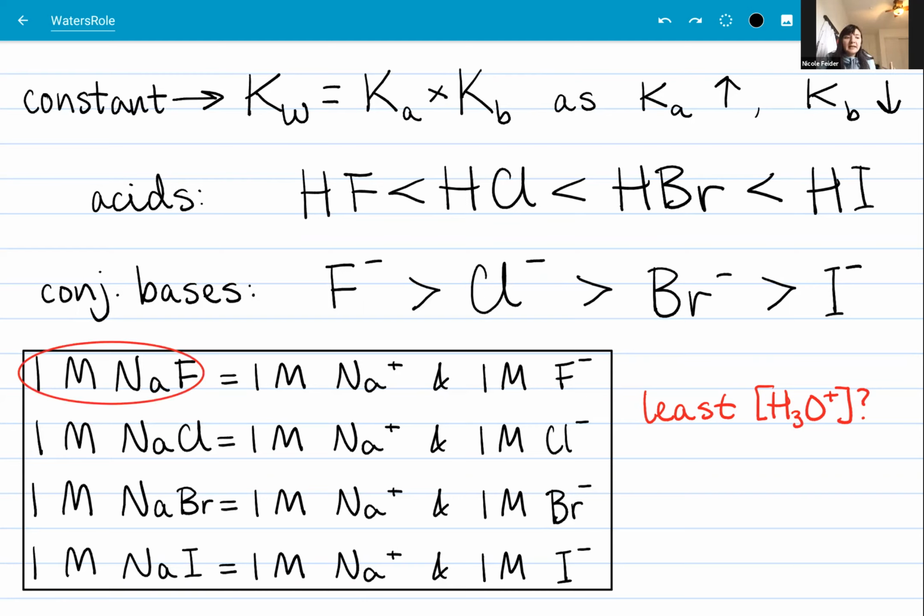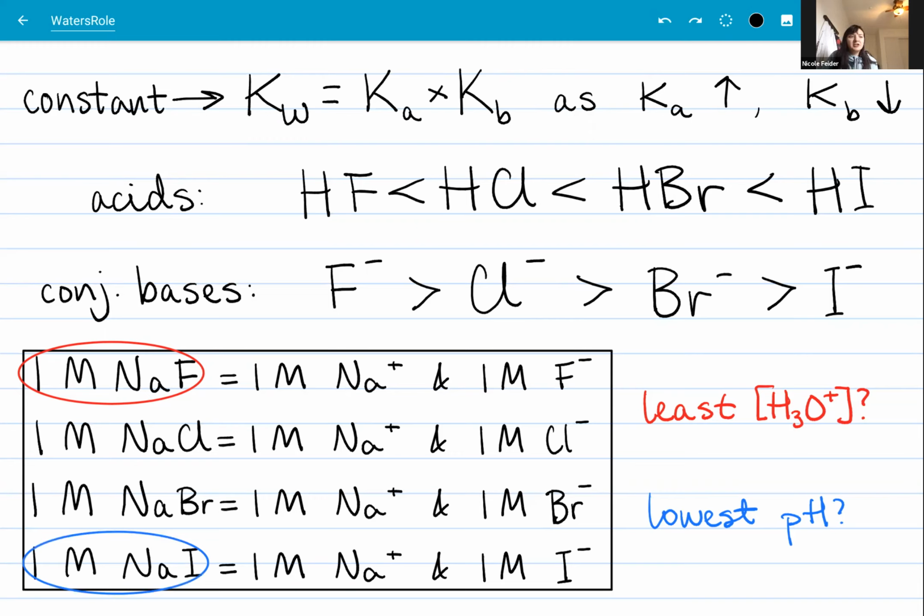Finally, which of these has the lowest pH? Remember, pH is inversely proportional to the concentration of hydronium. So the lowest pH corresponds to the highest H3O+ concentration. Just like how we talked through the last question, we can determine then that the solution with the highest concentration of H3O+ and the lowest pH is NaI.